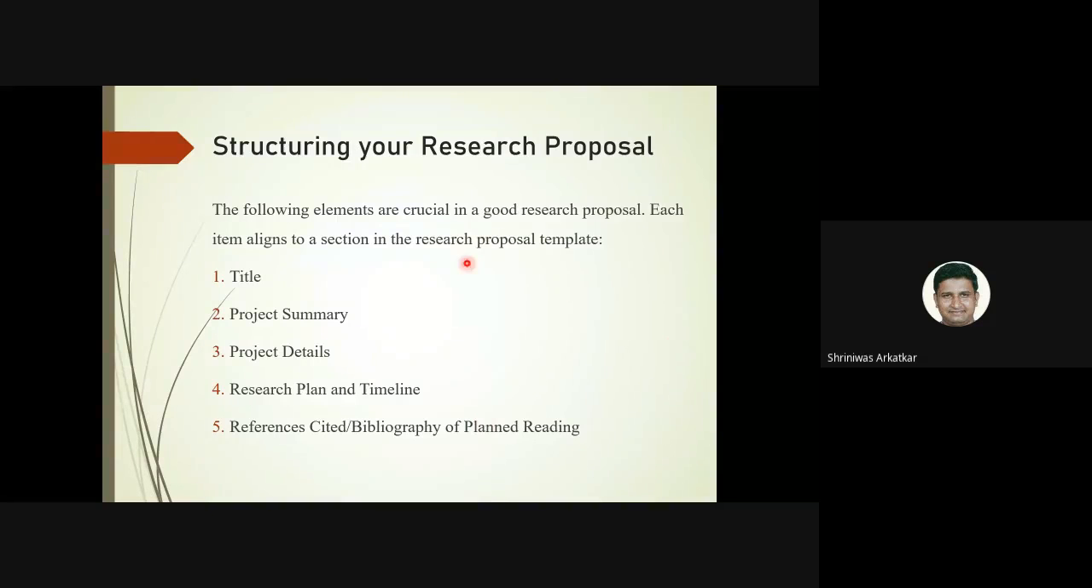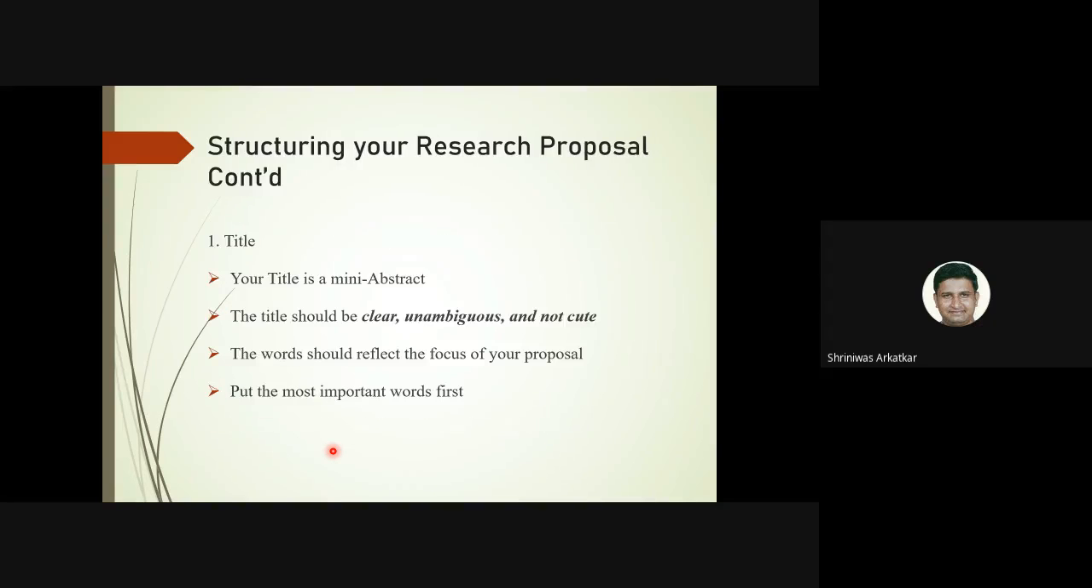The following elements are crucial for writing a good research proposal. Of course, the title should be very crisp and very nice. It should convey meaning very clearly, in depth, and also in breadth. From that point of view, the title is very important. Project summary, project details, research plan, timeline. I will show you one proposal through which you can see how exactly one can do this. References cited, bibliography of plan and reading.